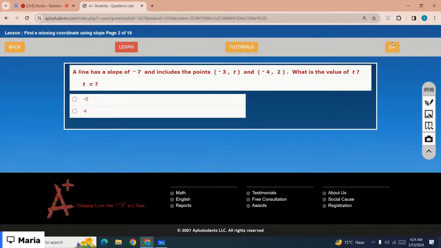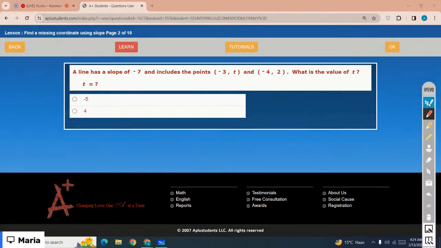Okay, the next one is: a line has a slope of negative 7 and includes the point (-3, t) and (-4, 2). What is the value of t? You need to calculate the value of t. You are given the slope. You have to use exactly the same method like I just did. M equals y2 minus y1 divided by x2 minus x1, right?